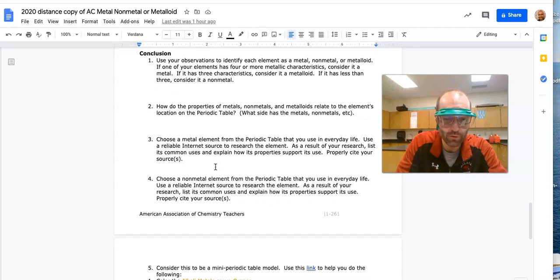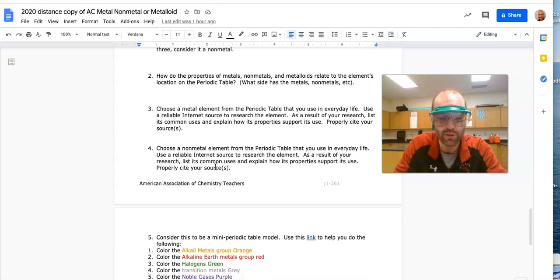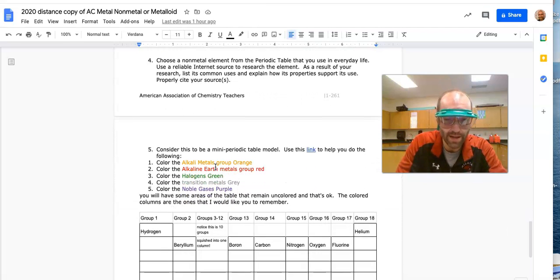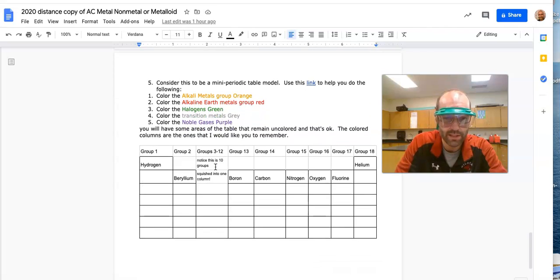Actually, 3 and 4 are kind of self-explanatory. Just do a little bit of research on your own. And then we come to number 5. It says, consider this to be a mini periodic table model right here. I've got the 18 different columns listed here, but notice I squished groups or columns 3 through 12 all together into one spot. Okay, just to make it fit a little bit easier.